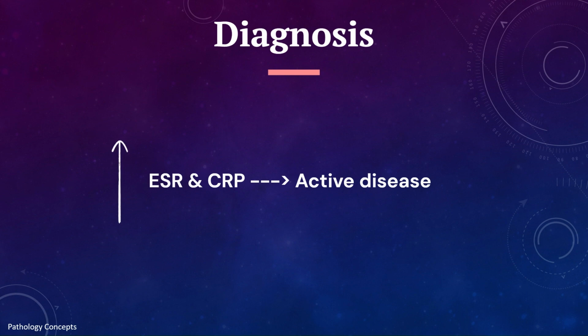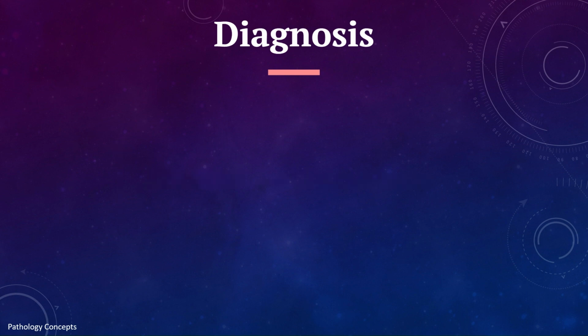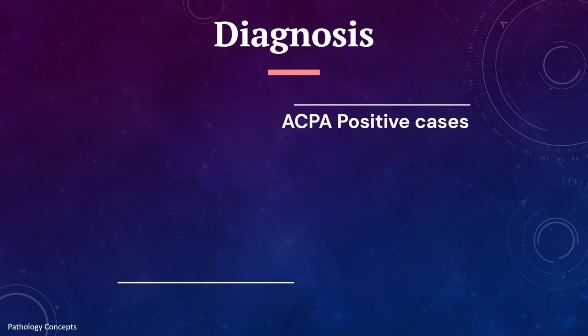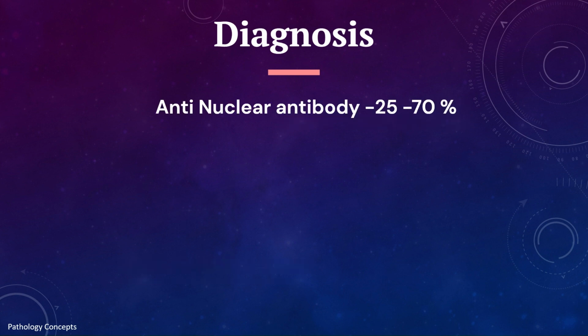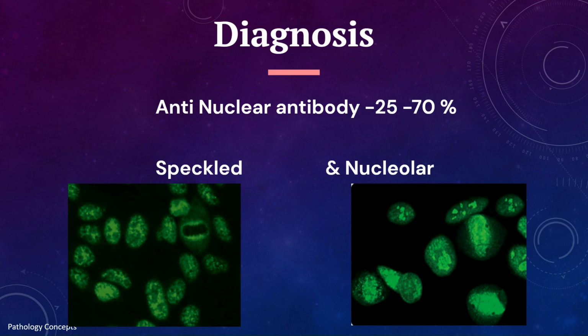Depending upon the ACPAs, there are two major subtypes of RA. First is RA with positive ACPA and RA with negative ACPA. Overall, ANA positivity, that is anti-nuclear antibody positivity, is observed in 25 to 70% of cases, as it is an autoimmune disorder. The most common patterns found on indirect immunofluorescence assay are speckled pattern and nucleolar pattern.